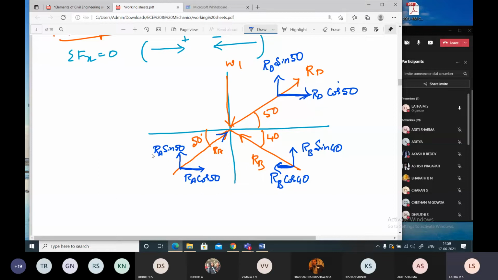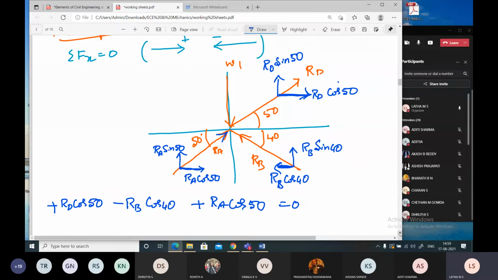Tell me now. RD cos 50, ma'am. RD cos 50. Very good. Is it plus or minus, student? Plus, ma'am. Very good. Then minus RB cos 40. Then plus RA cos 50 equals 0.